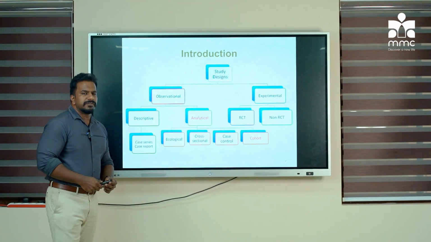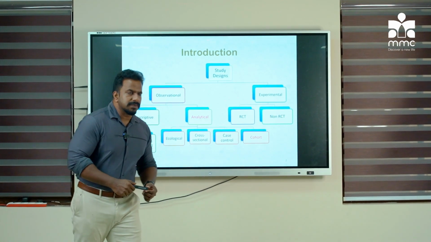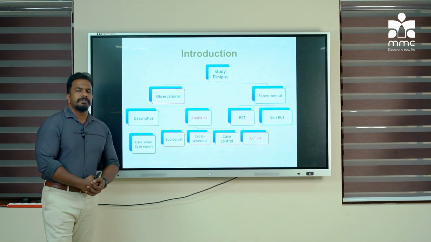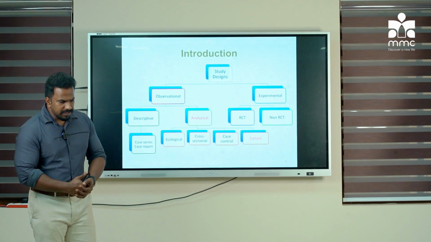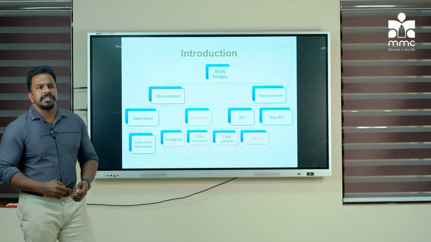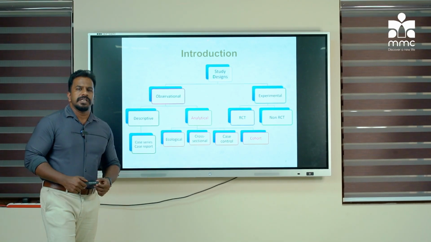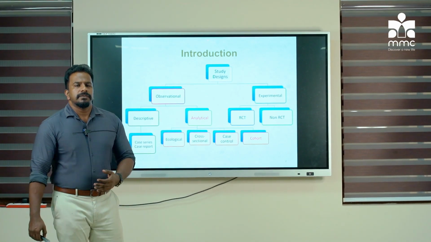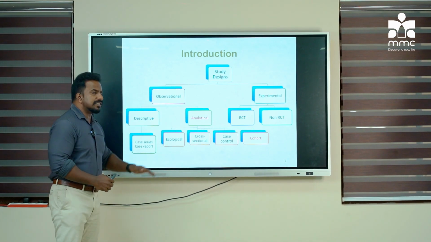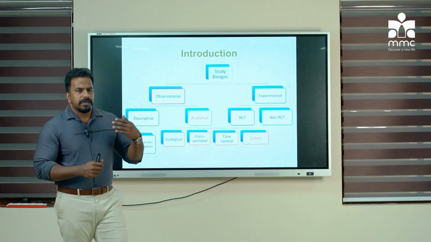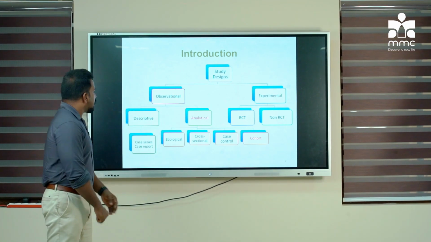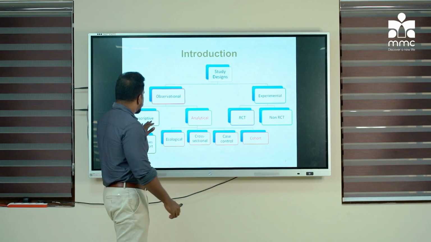Descriptive: here the investigator just describes what is happening. A classical example will be the Nipah outbreak in Perambra, where first we do a descriptive study. The investigator will go to the field and just describe the distribution of the disease, like where it happened, at what time it happened, and to whom it happened. That is a classical example of a descriptive study.